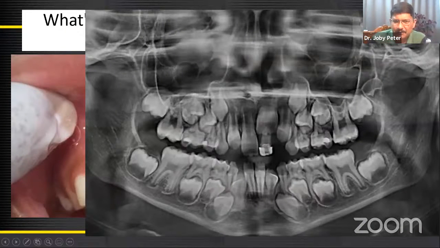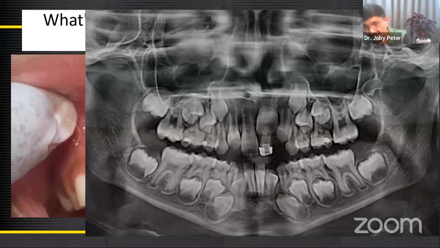See, almost 8 years of age, the primary central is still there and not much mobile. Not normal mobility. How can I just remove it and say, oh, it will come inside? If you're lucky, it will come. If the central is missing or anything is happening, how do you know? So I told them to take the OPG.